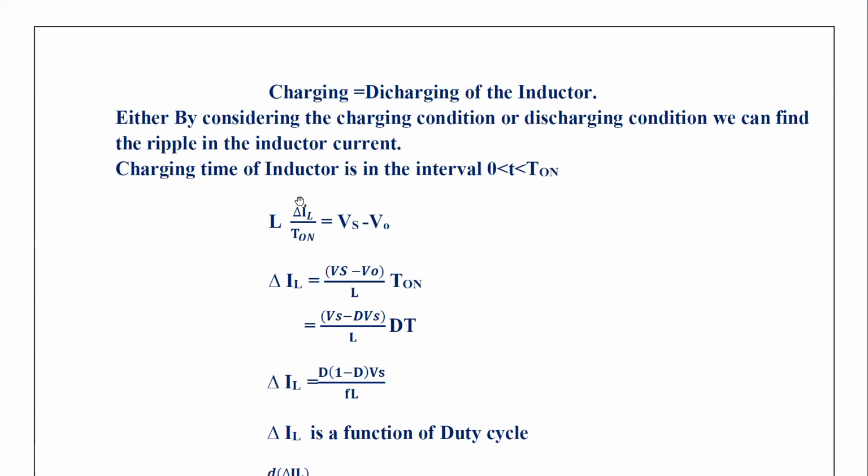By using these two conditions, you can find the ripple in the inductor current. In this case, I am taking the charging time of the inductor during turn on time, that means 0 to T on. What is the voltage across the inductor? VL is equal to L into dIL by dt. Here, L is as it is, and the change in the current means we have to calculate the ripple in the inductor current.